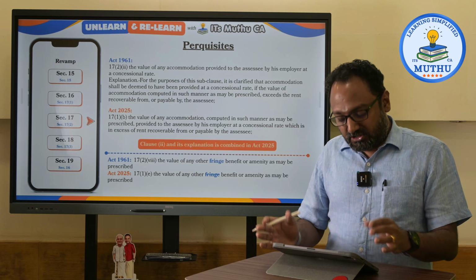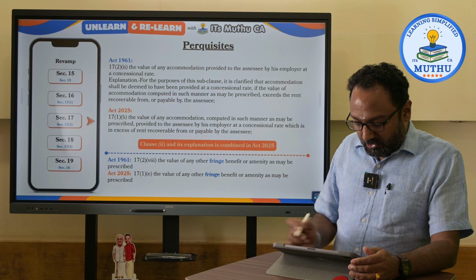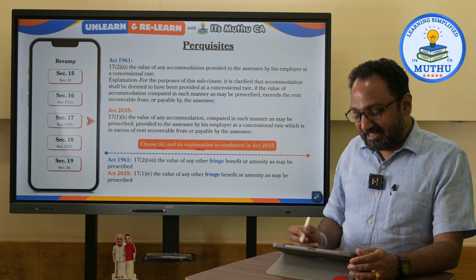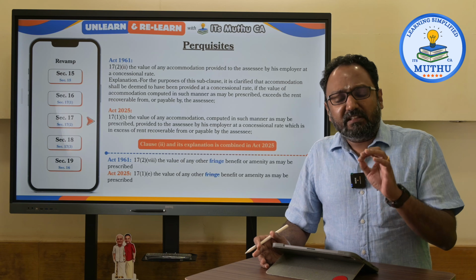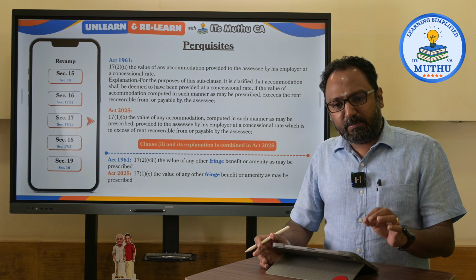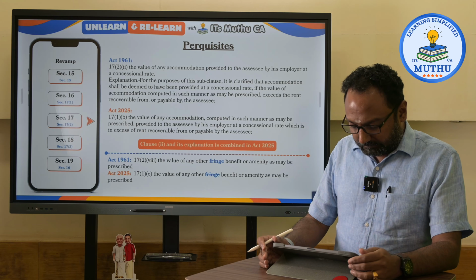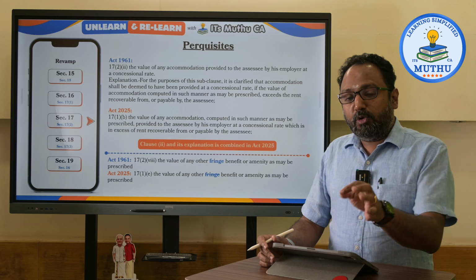This is what has changed, right? So it has been combined. So the clause 2 and explanation is combined in Act 2025. The meaning, the understanding, the interpretation remains the same. There is no change.